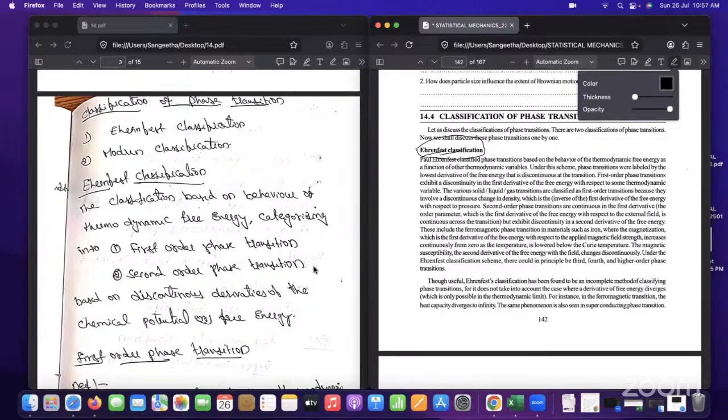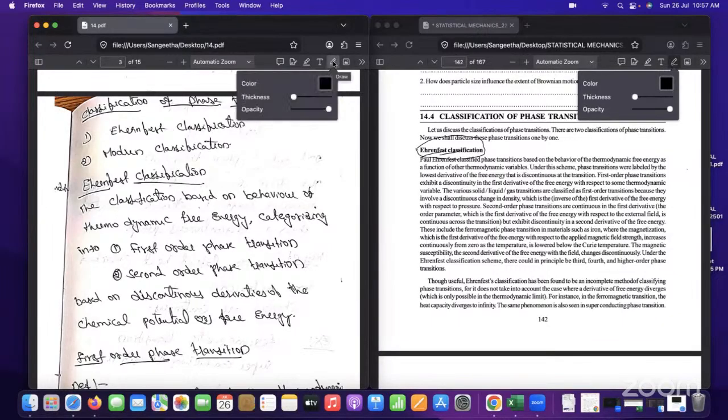What is the first one? First one is first order phase transition. Second is second order phase transition. So how do we differentiate first order and second order? See here, in the first order phase transition, there is a discontinuity in the system. A small part of the system has a discontinuity. Discontinuity means not continuous. Discontinuity of the system is the first order phase transition.